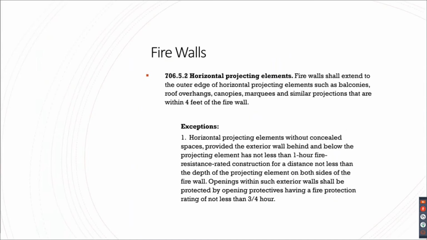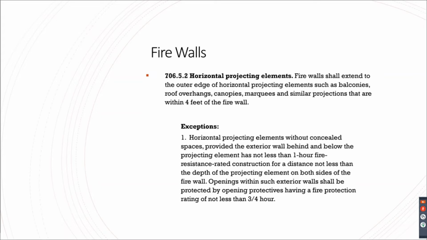Now you've got horizontal projecting elements. So we're talking about balconies, roof overhangs, the projecting elements. What do you do when those come into play with the firewall? The firewall shall extend to the outer edge of these horizontal projecting elements, such as balconies. This isn't an all-inclusive list, but such as balconies, roof overhangs, canopies, marquees, we don't see those too often, and similar projections that are within 4 feet of the wall. So this is saying that the firewall extends to the outer edge of these projecting elements.